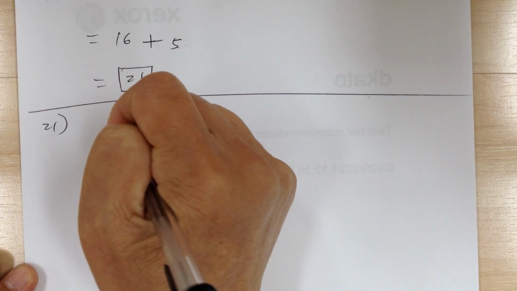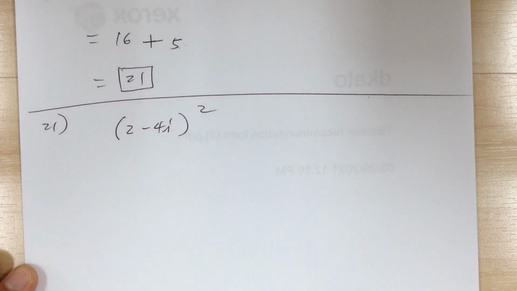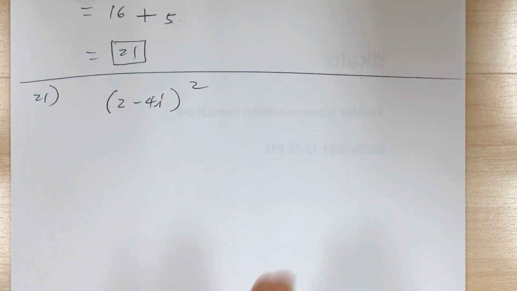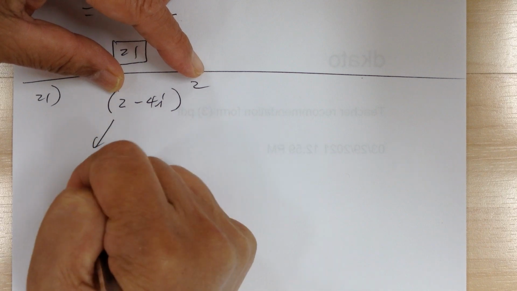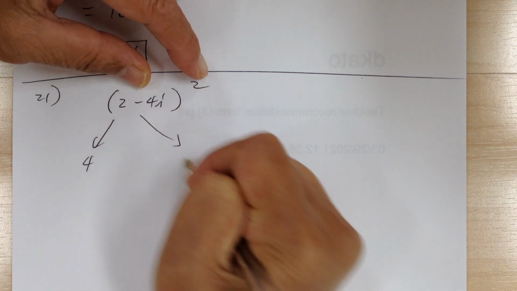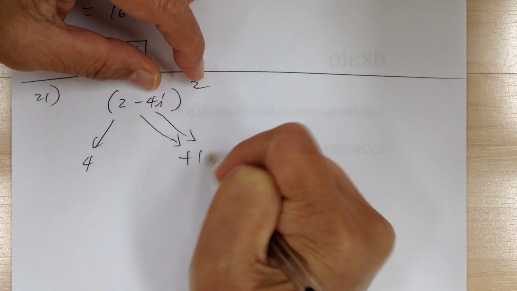Okay, number 21, you have 2 minus 4i squared. Okay, when you have a perfect square, you have to square every term, every part, and then you have to have the middle term. Okay, so this one you square, you get 4. This one, when you square, you get plus, right? Negative squared gives you plus. 4 squared will give you 16.